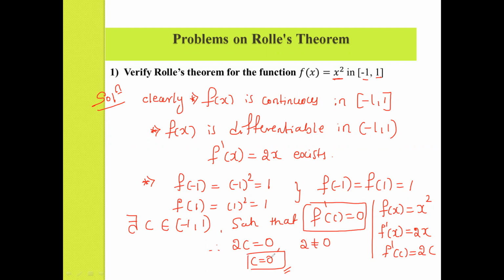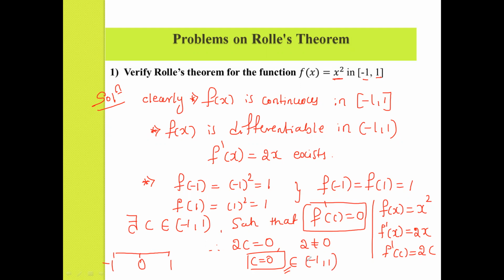Now, whether C belongs to the open interval -1 comma +1, we have to check. Suppose I draw -1 comma +1 here, definitely 0 lies somewhere between -1 and +1. Therefore, we conclude that C equal to 0 belongs to the open interval -1 comma +1. Hence, Rolle's theorem is verified.